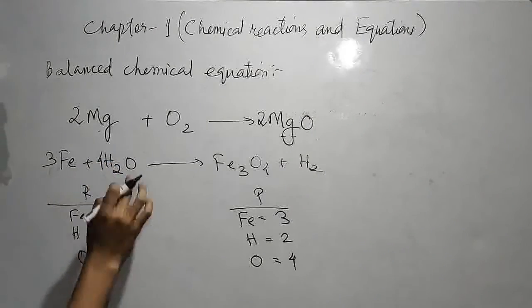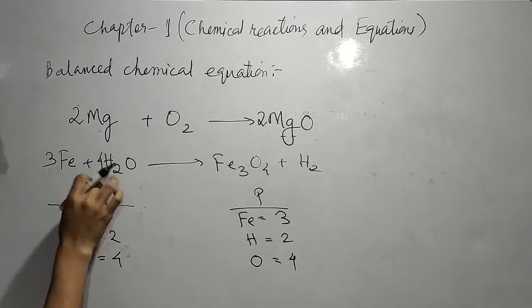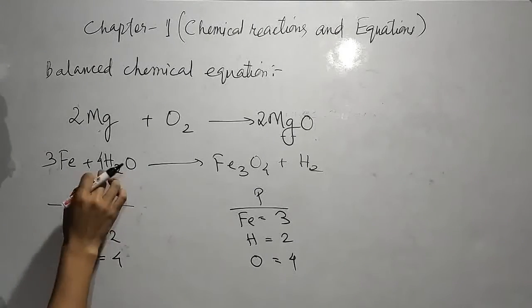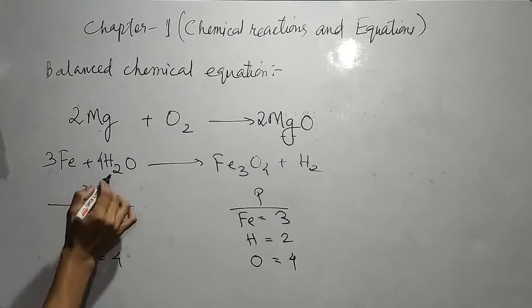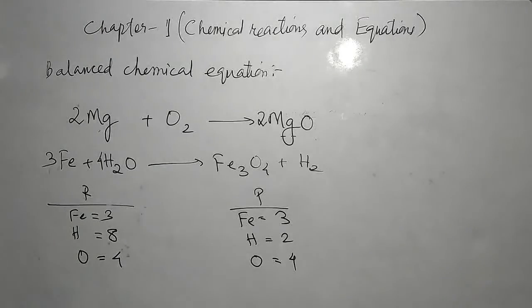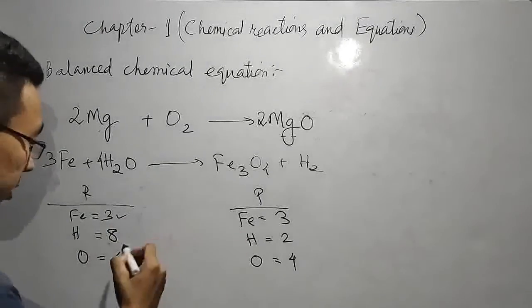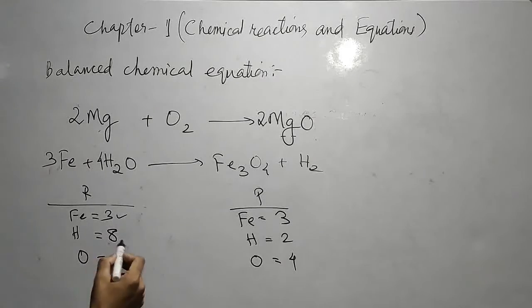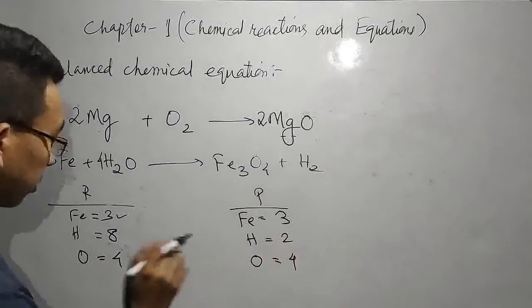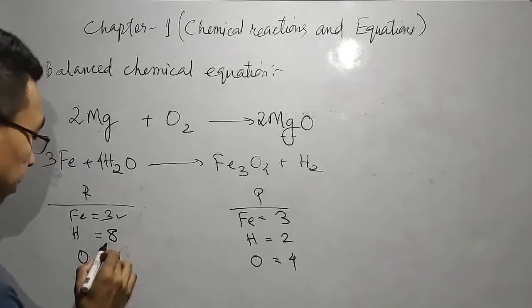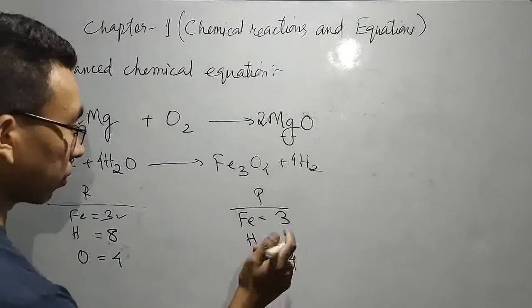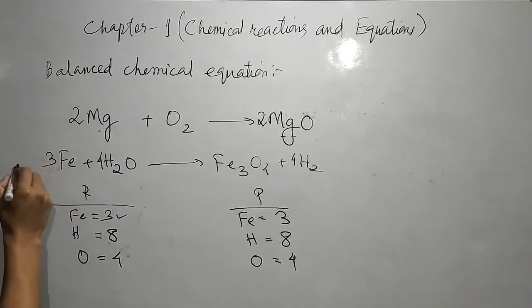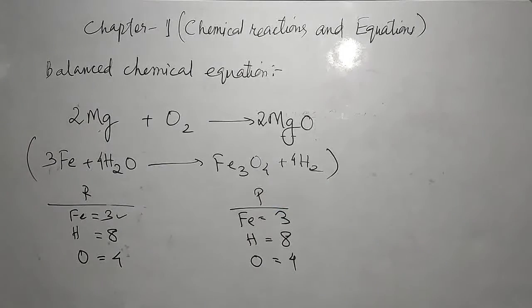So 4 times 1 is 4, and hydrogen will also be affected, because along with oxygen hydrogen is also there. So 4 times 2 is 8 hydrogens. Now Fe and O are balanced, but H has changed again. Therefore we have to make it 8 on the other side. In order to make it 8, I multiply by 4, so 4 times 2 is 8, and that way it is balanced. This is the required balanced chemical equation.